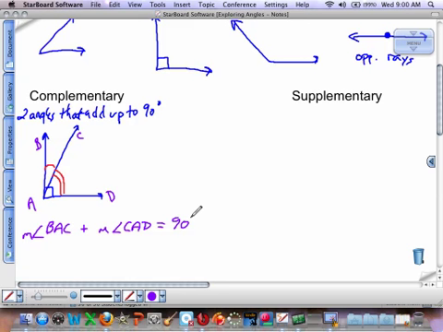And Morgan, talking about supplementary. You don't know what that is? Okay. Mason?